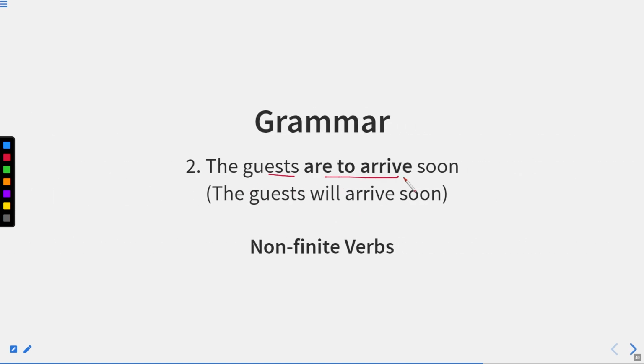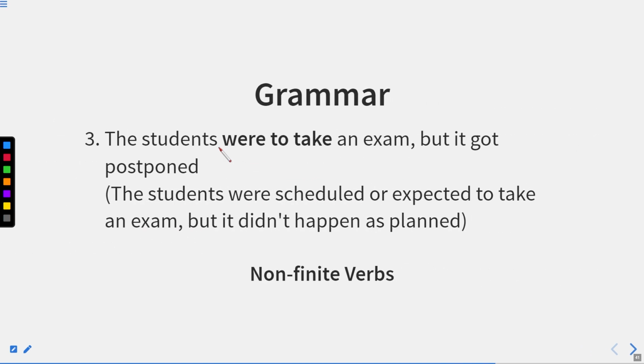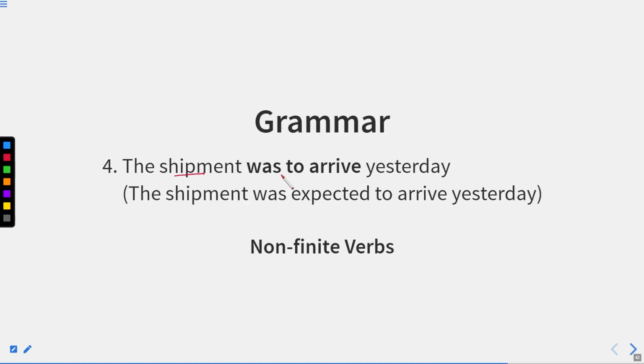The guests are to arrive soon, so are to arrive means will arrive soon. The students were to take an exam, but it got postponed. So students were scheduled or expected to take an exam, but it didn't happen as planned. The shipment was to arrive yesterday. So the shipment was expected to arrive yesterday. So was to arrive, is to arrive. These are the structures which we use in a general sense.